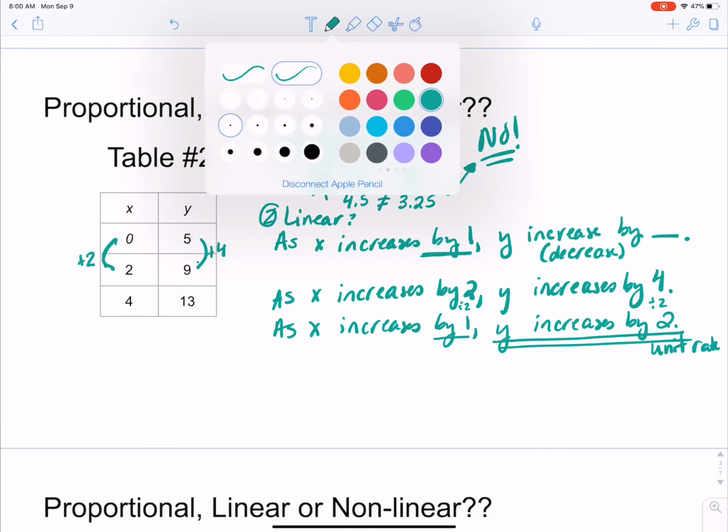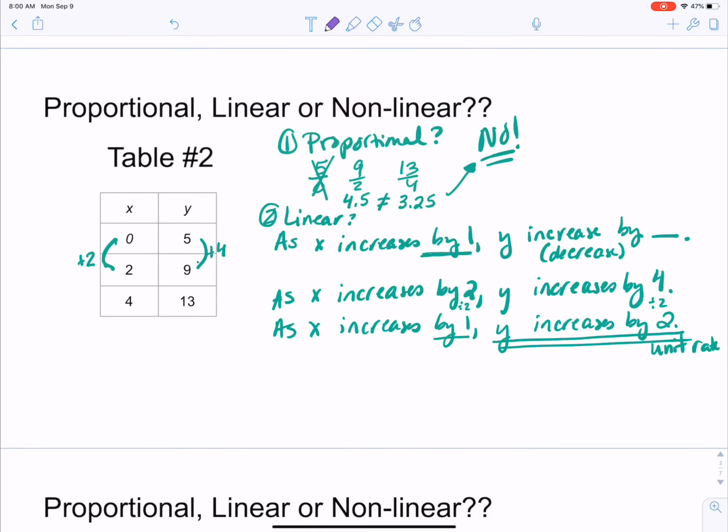But that's only for 2 points, right? We need to make sure that that relationship holds throughout the entire table. So here, if I look, x is increasing by 2. And if I look here, from 9 to 13, y is increasing by 4. So that actually gives us the exact same sentence here, which would simplify to the exact same sentence here. So it would give us the same unit rate. So this relationship is actually linear because there's a constant rate of change.